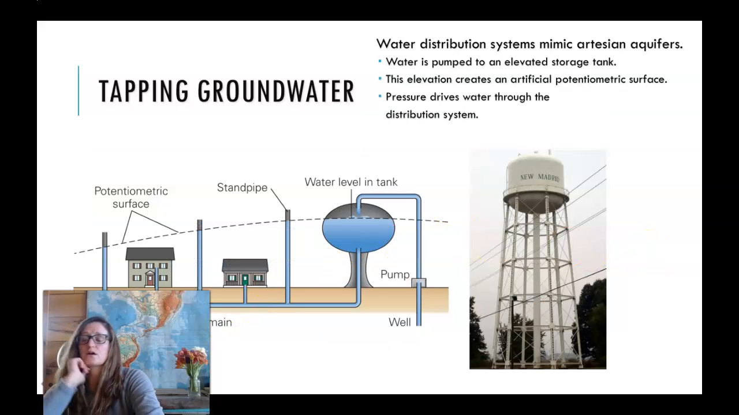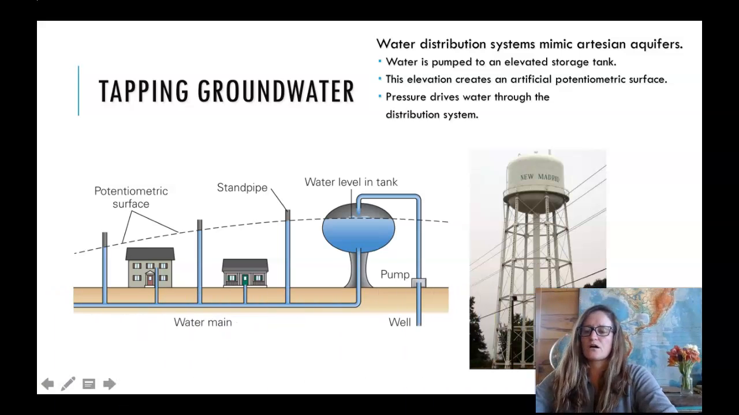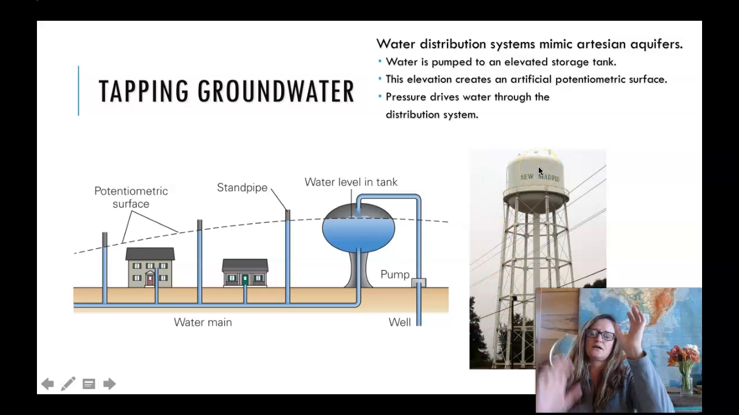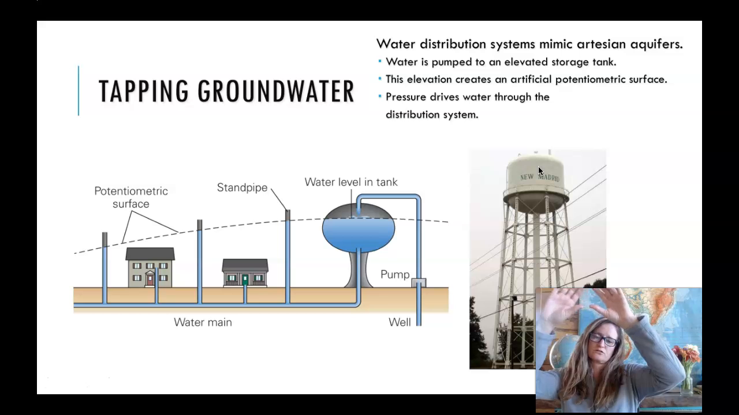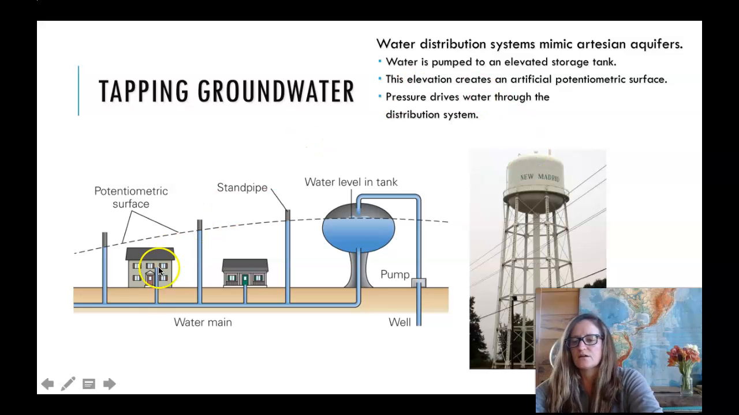In order for us to use the water that we get from underground, we oftentimes will create kind of a fake artesian well where we'll put water up into a tank, and then, because of gravity, that water will flow out of the tank and go up into the homes in the area. So water comes out of the tank and it's going to go up into the homes. Depending on the height of the tank, it will give you more or less water pressure.